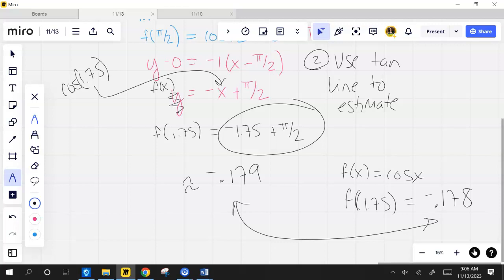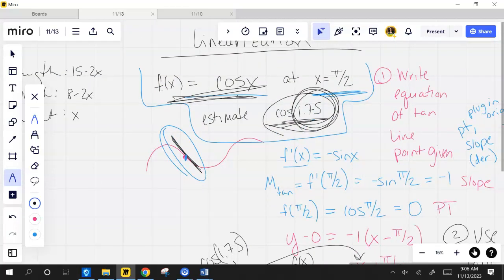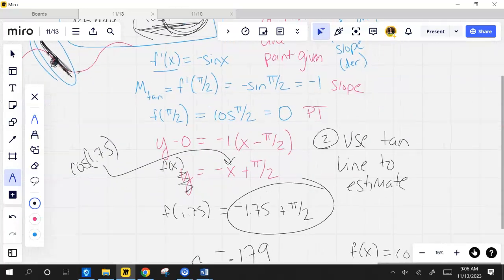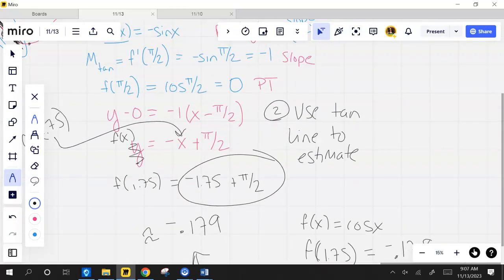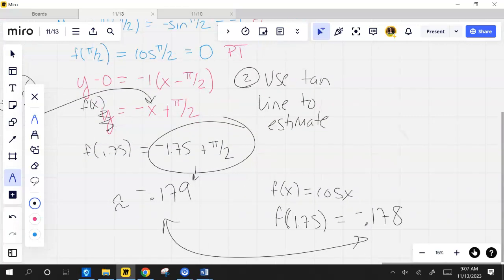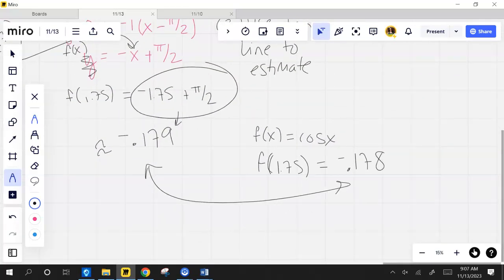Because remember, the tan line is just an estimate. The actual value sits on the curve itself, and the further away you get from this point of tangency, the less accurate it's going to be. I put negative 1.75 plus pi over 2 on my calculator and got that. That's where I got confused too, because I didn't see the point in it.